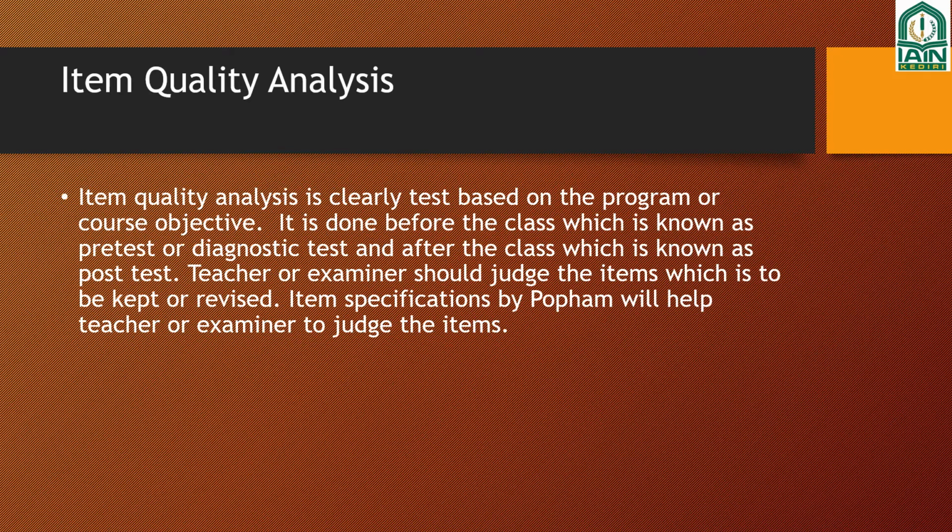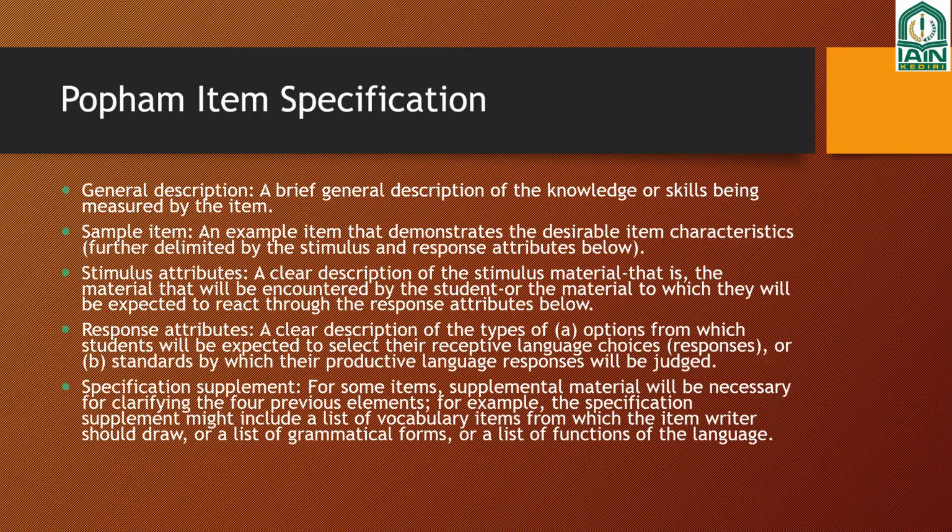So when we do an NRE, that will be done in a summative test, but CRE will be done twice, the first in pre-test and the second in post-test. And the next is POM-PAM item specification. There are 5. Number 1 is general description. What is general description? It is a brief general description of the knowledge or skill being measured by the item.